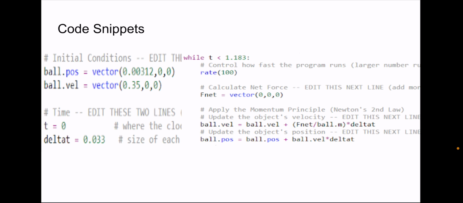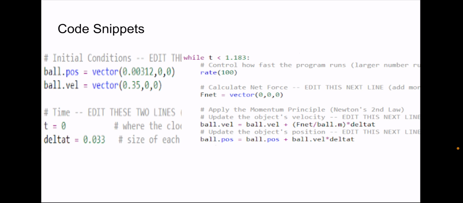Now that we have our initial conditions, we can create a while loop. The loop is going to end at 1.183 seconds because that's the length of the video we recorded for the experiment. Within the while loop, we're going to update the position and velocity after each change in time using position and velocity update formulas. The velocity update formula is indicated by using ball.vel, and it consists of adding the velocity to the net force over mass multiplied by the change in time, as you can see on the right side of the screen. The position update formula is similar, except we're adding the position to the velocity times the change in time.